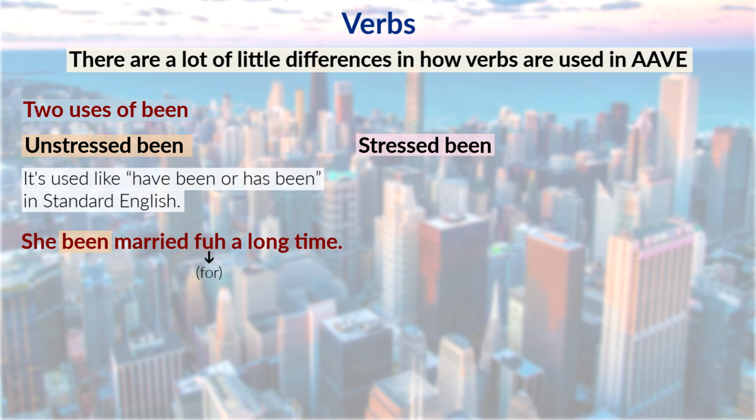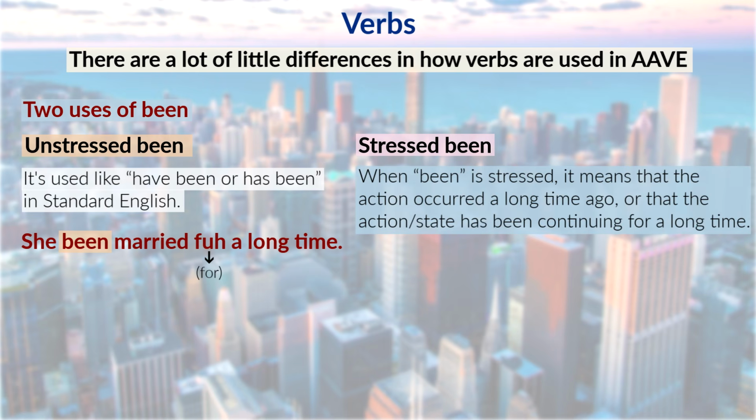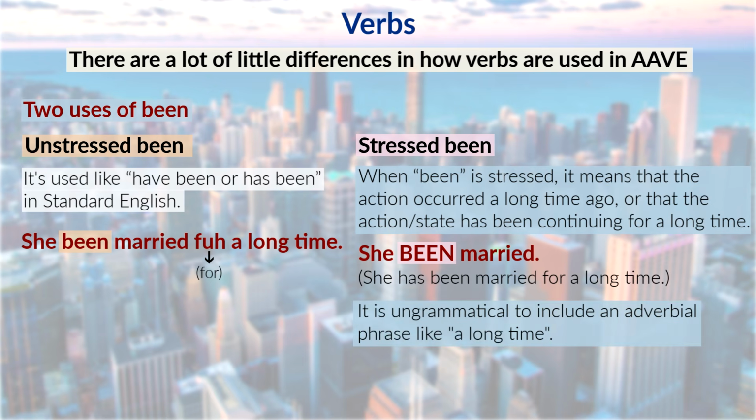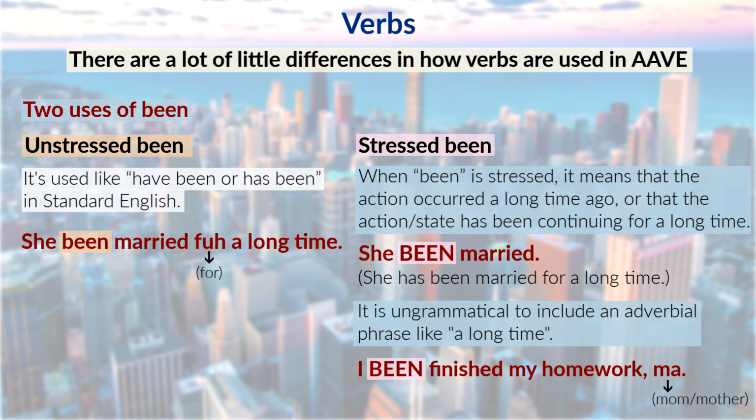There's also stressed been. When been, pronounced more like BIN, is stressed, it means that the action occurred a long time ago, or that the action or state has been continuing for a long time. "She BIN married." This means that she's been married for a long time. The stress on been indicates that the marriage began in the remote past, so the phrase for a long time is unnecessary. In fact, when using stressed been, it's actually ungrammatical to include an adverbial phrase like that. "I been finished my homework, ma."